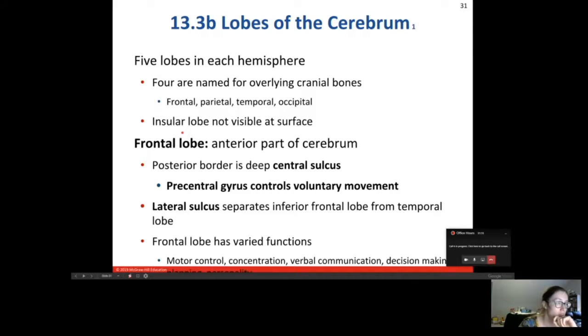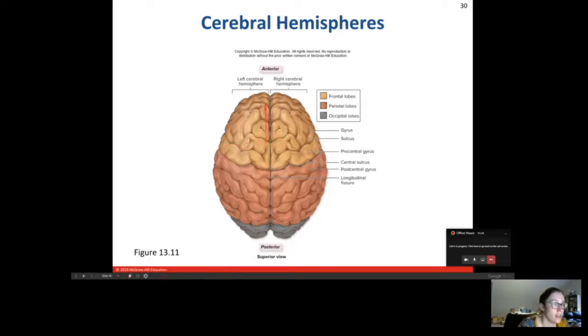So the frontal lobe is going to be this guy right here, and it is going to come up here to this central sulcus, so that's one you need to know. And this gyrus that's right in front of the central sulcus is called the precentral gyrus. And we'll talk about this in lecture. It's where we have our primary motor cortex, but we'll need to identify the precentral gyrus. And so this is the frontal lobe.